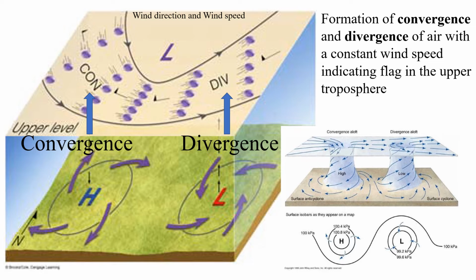Convergence and divergence also occur as a result of change in wind speed. Speed convergence occurs when the wind slows down as it moves along, whereas speed divergence occurs when the wind speeds up. We can grasp this with a relationship to air molecules marching in a band.